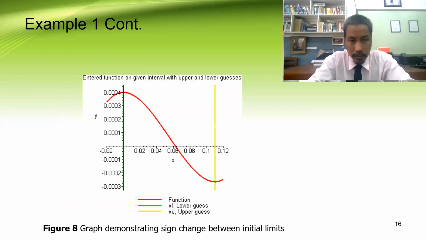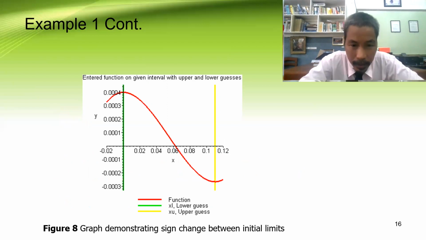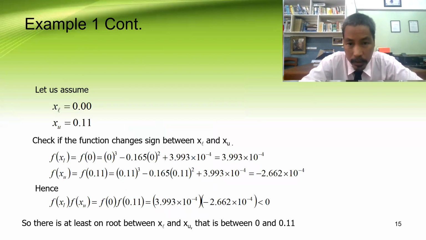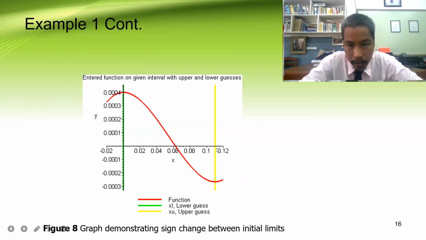So let us go to the graphical. So we solve this x0, we solve this value. How much is this value? From 0 to this one, how much is this value? We already evaluated that. That is 3.993 times 10 to the negative 4. That's the value there. How about this one?